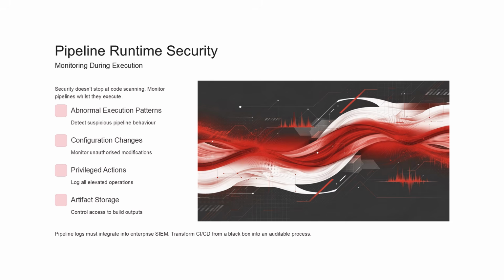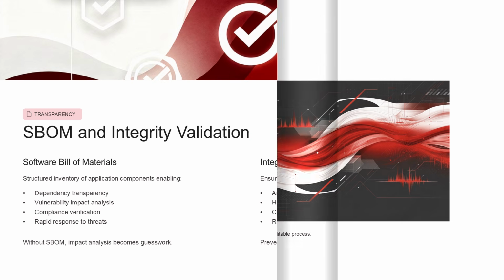As an architect, you must ensure pipeline logs integrate into enterprise SIEM. Alerts are generated for suspicious activity. Access reviews are conducted for pipeline administrators. Pipeline security must be governed at the same level as production systems.